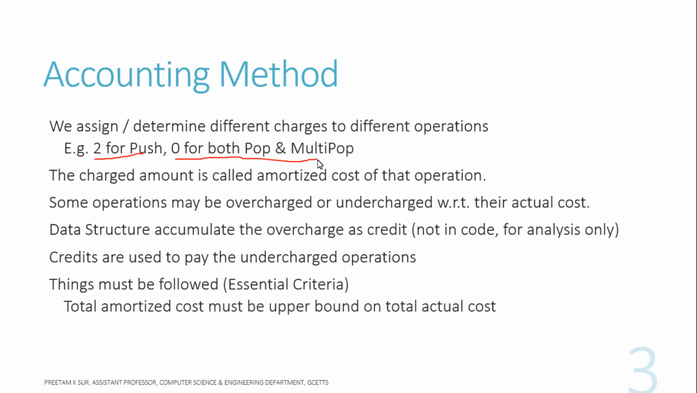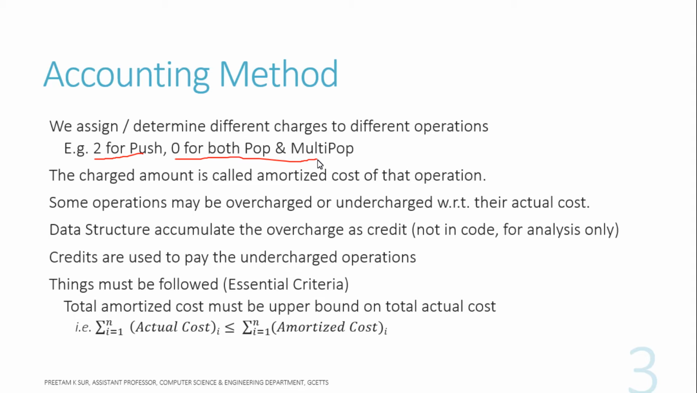The first condition says that the total amortized cost must be an upper bound of the total actual cost. If we consider a sequence of n operations, the total amortized cost has to be an upper bound of the total actual cost. We can represent it mathematically this way: for a sequence of n operations, the summation of actual cost has to be less than or equal to the summation of amortized cost.